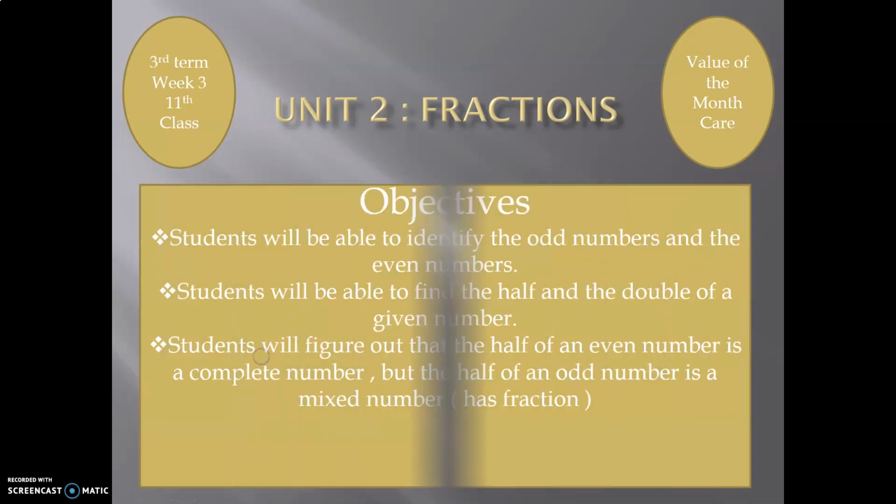By the end of our class, you will be able to identify the odd numbers and the even numbers, and of course all of you know how to differentiate between the odd and the even numbers. Students also will be able to find the half and the double of a given number. Students will figure out that the half of an even number is a complete number. It means half of 10 is 5, half of 12 is 6, half of 14 is 7.